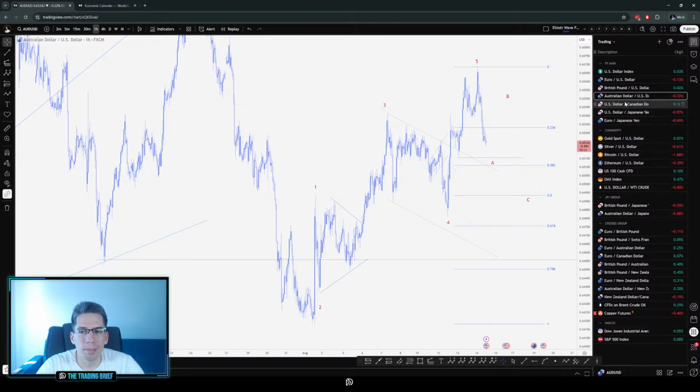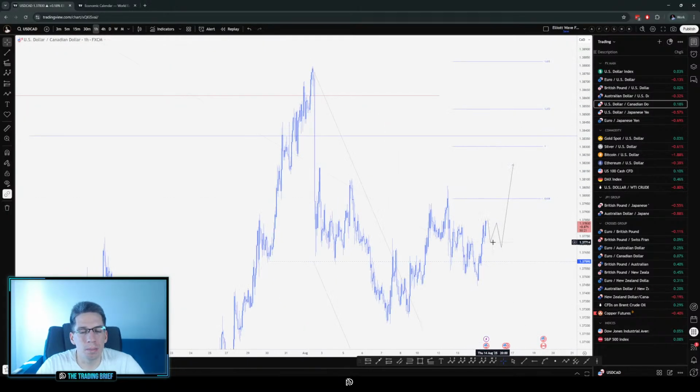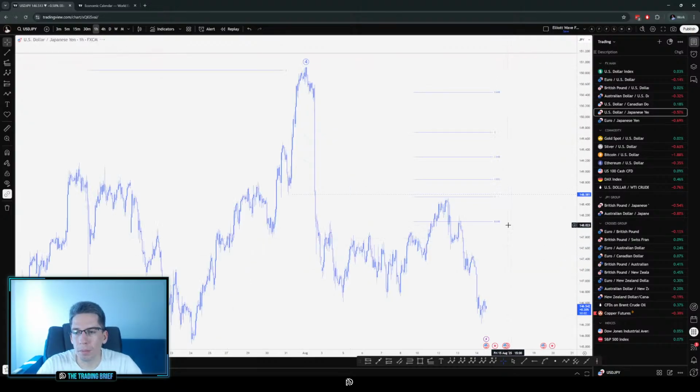because Aussie and dollar CAD are just inverse pairs. So you can pick any one of them, or better to say, you can focus on both pairs. See at that pullback time which instrument will give you a cleaner setup, and then decide what you are going to trade. Dollar yen moved lower.